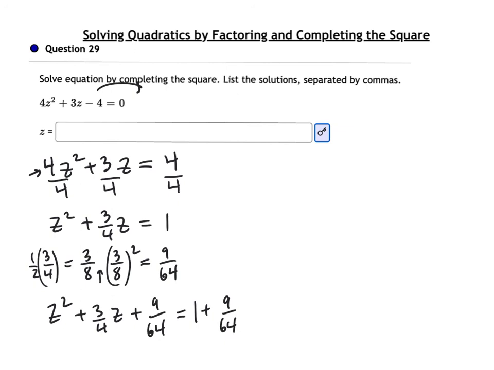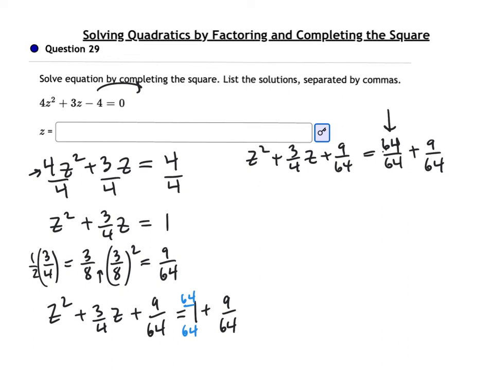That 1 needs a common denominator. The common denominator would be 64. So I'll multiply the top and the bottom by 64, 64/64. In other words, what I have is z squared plus 3/4 z plus 9/64 equals 64/64 plus 9/64. Notice how that's 1.